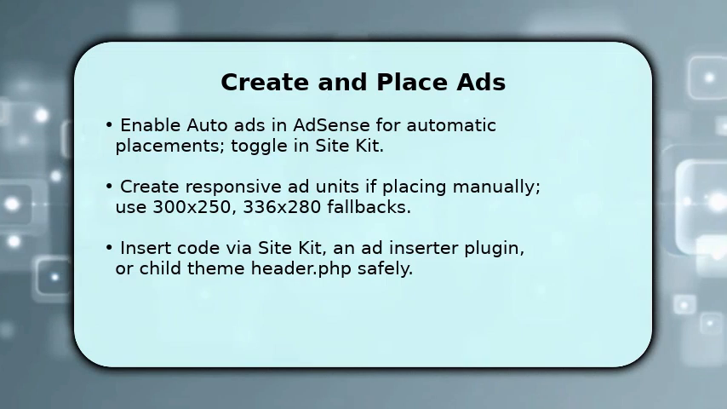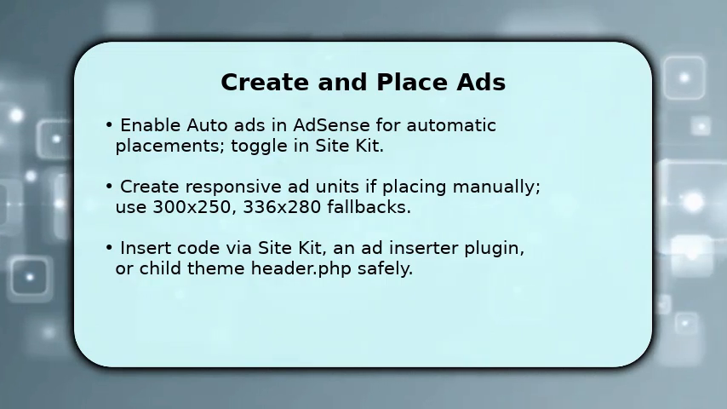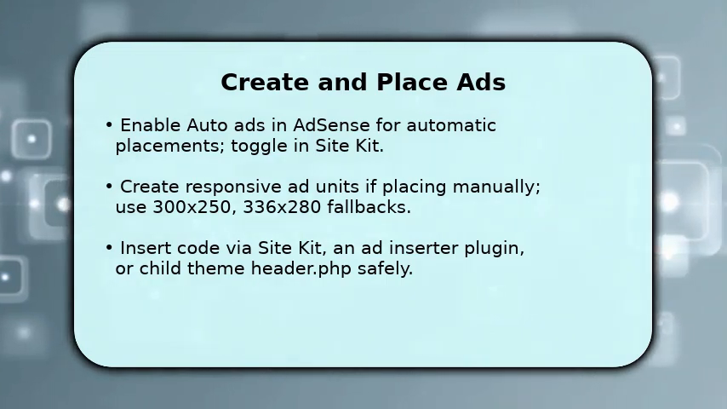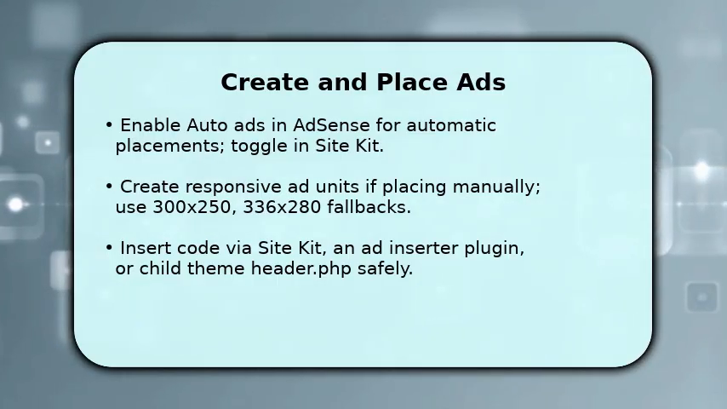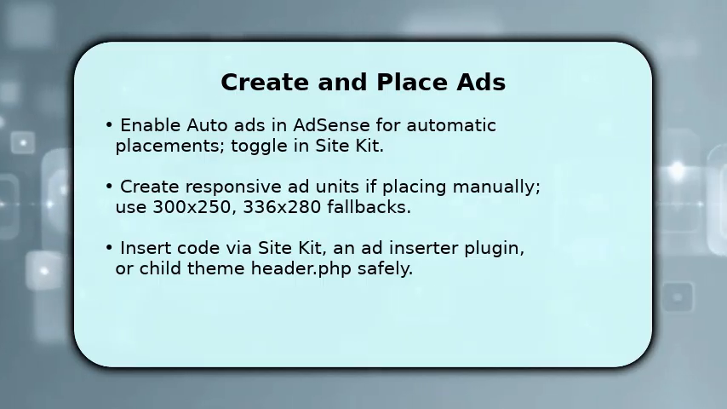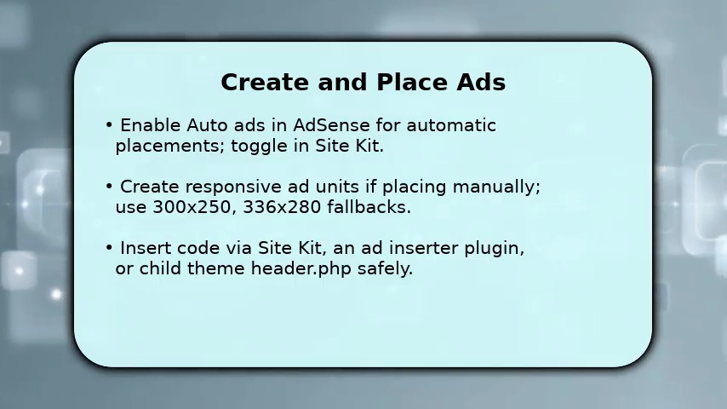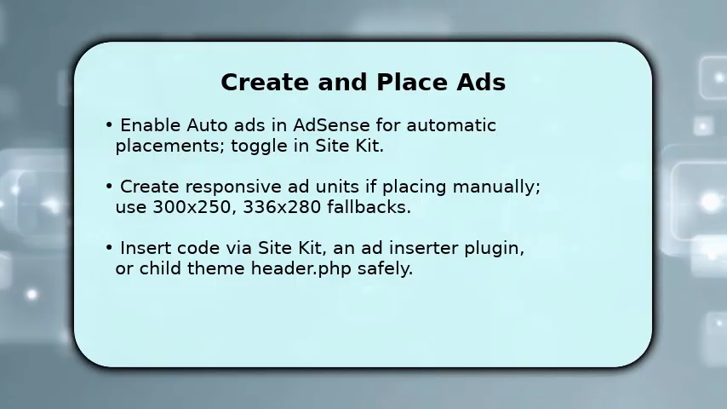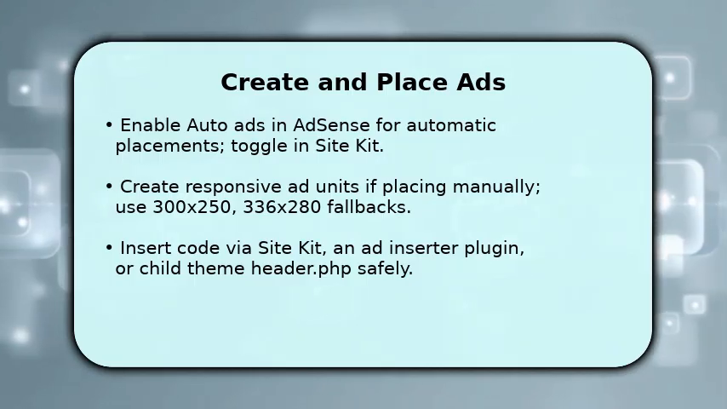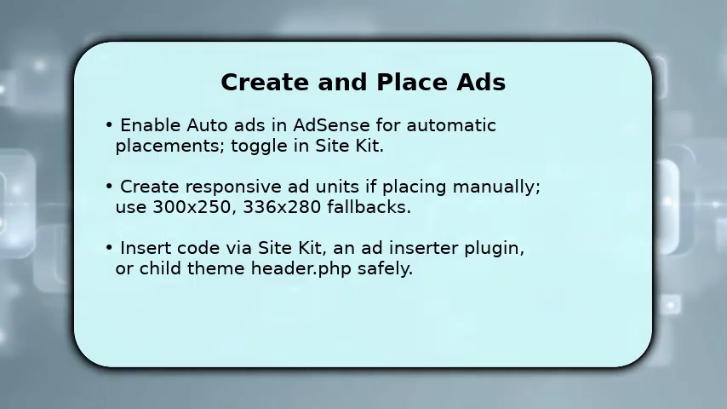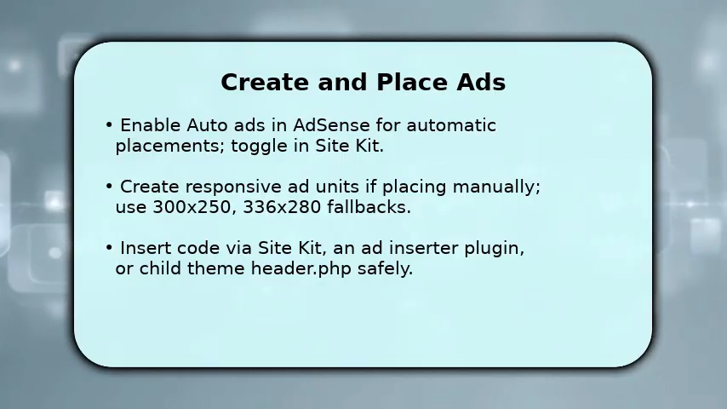Once Site Kit connects AdSense, enable auto ads for instant coverage while you refine placements. If you want manual control, create responsive ad units in AdSense, choose size fallbacks like 300x250 and 336x280, then copy the unit code. For placement, use Site Kit's direct placement or install a trusted ad inserter plugin.